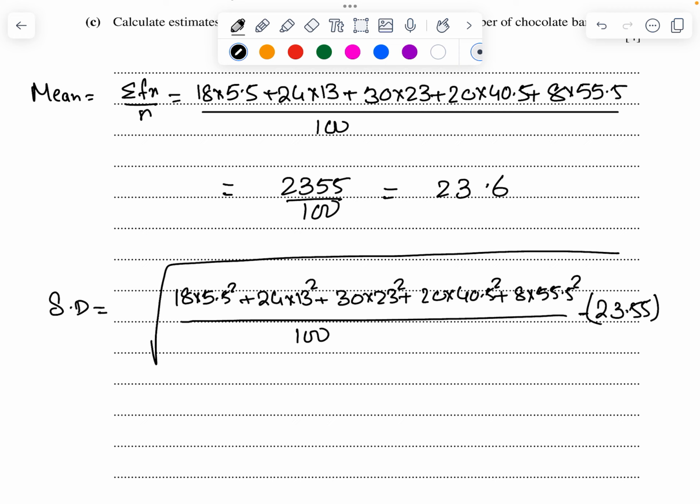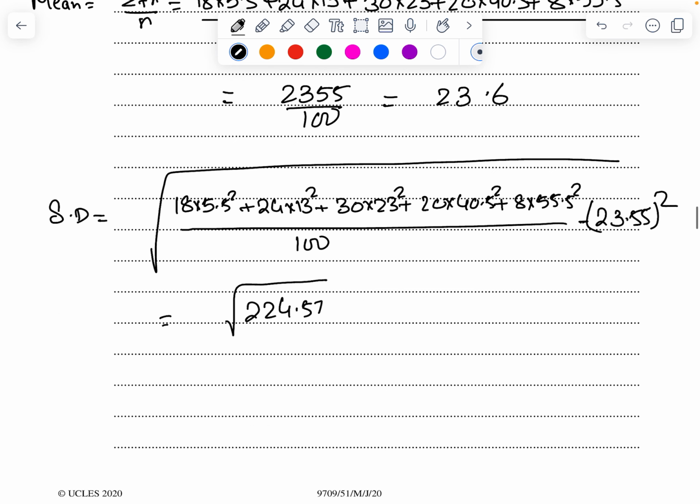I take the calculator display. You should be able to get square root of 224.57, which is, in three significant figures, 15.0.